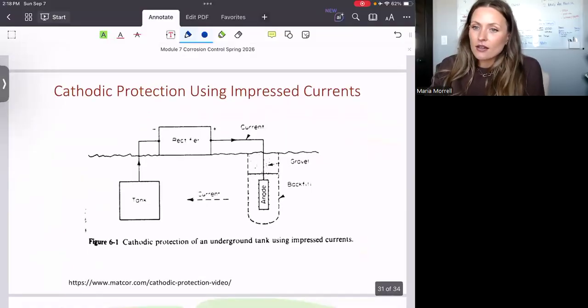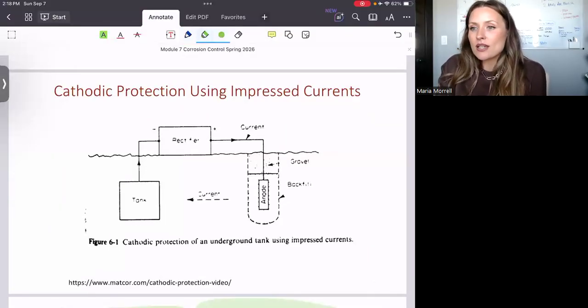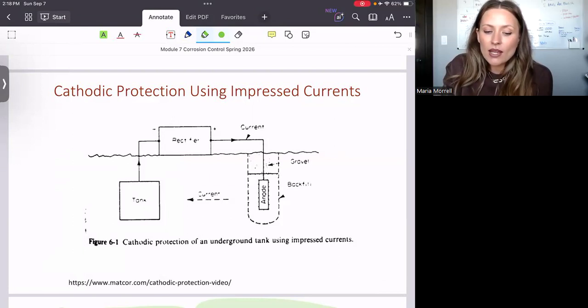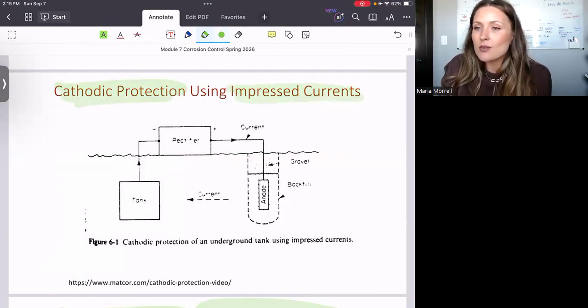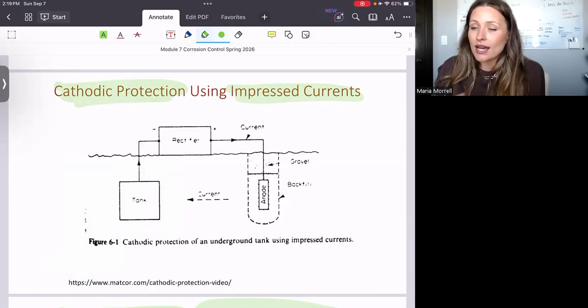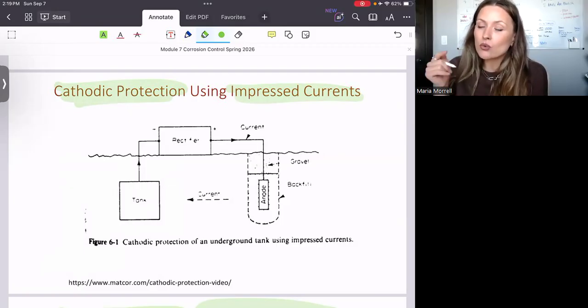The second way you can protect the metal is again using cathodic protection, but this time we're going to use impressed currents. Okay, and let me try to explain it. Here's how I'm going to do it. I do need to send the current toward my tank.